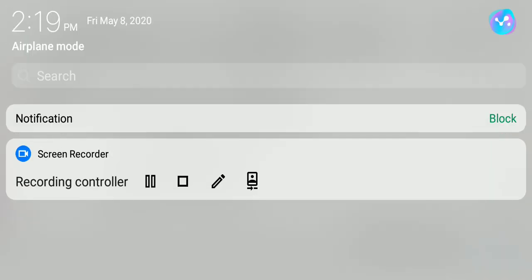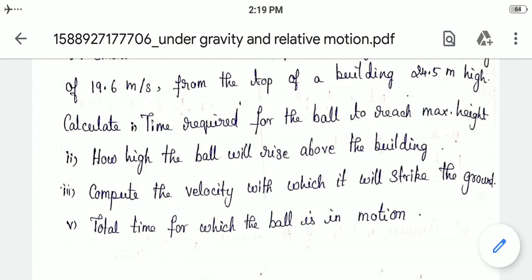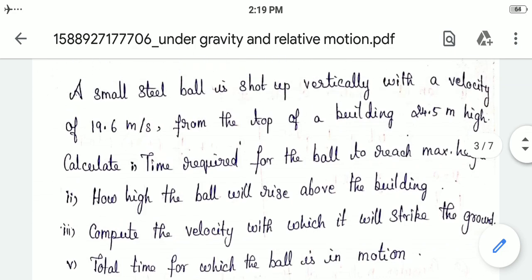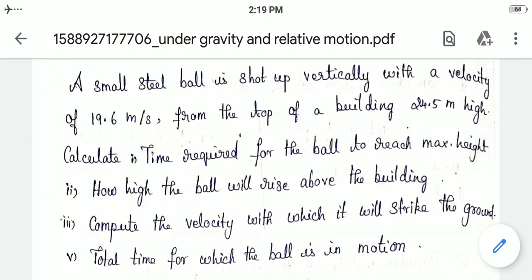So we can move to the next question. It states that a small steel ball is shot up vertically with a velocity of 19.6 meter per second from the top of a building 24.5 meter height. That means I am standing on the building 24.5 meter height and I am shooting the ball with a velocity of 19.6 meter per second vertically up.